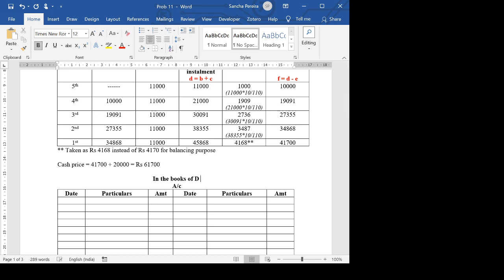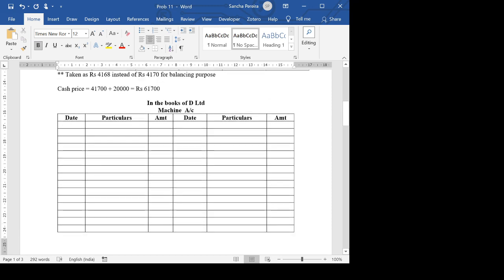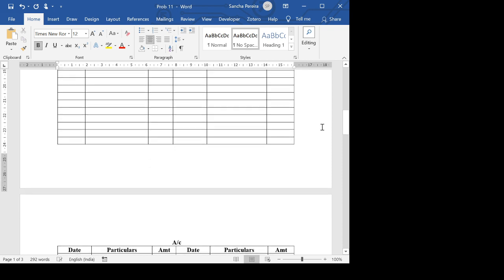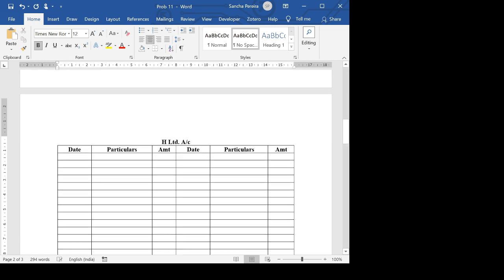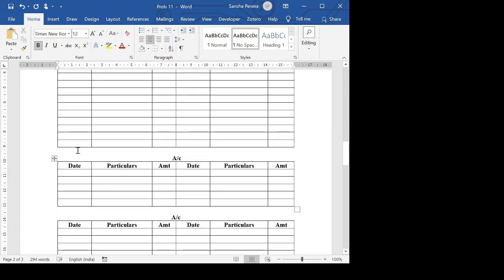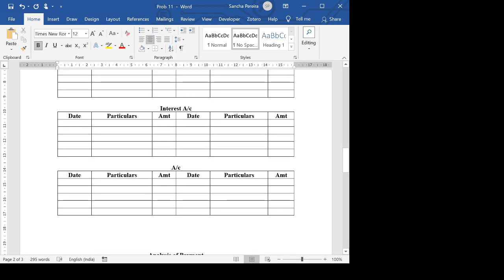In the books of D Limited, we have the machine account. Then we have the hire vendor's account, H Limited account. Then we have an interest account. And I've opened another account here.